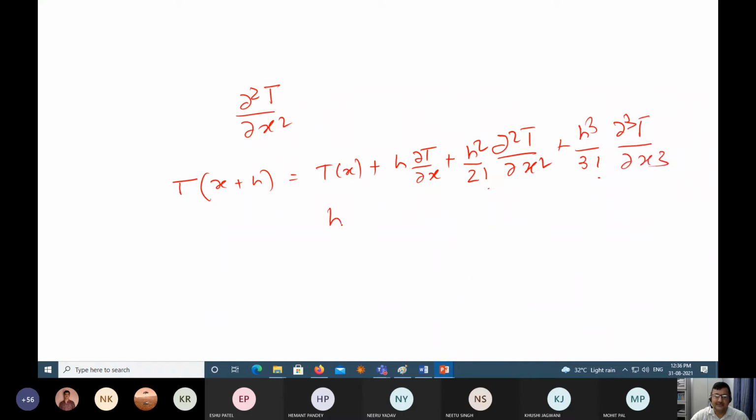Now I put the limit to be h tends to 0 and I want to know what is d squared t by dx square, right? I want to really know what is d squared t by dx square. So what will happen to that?